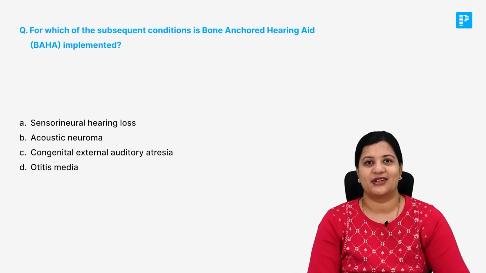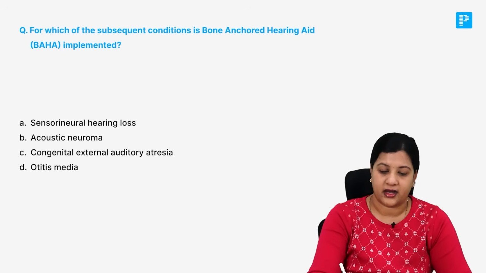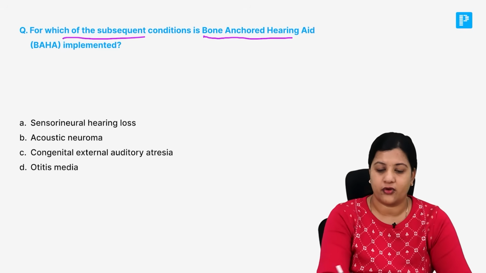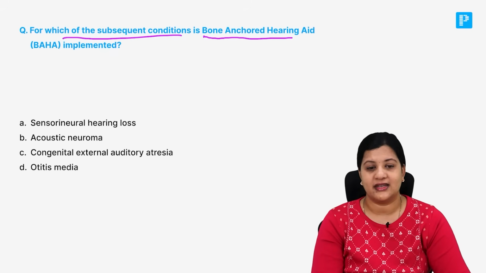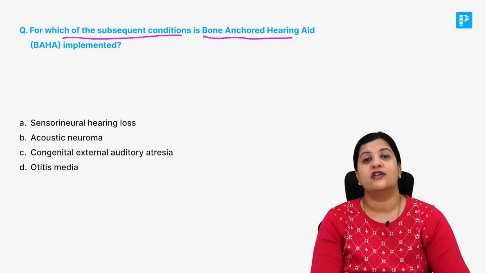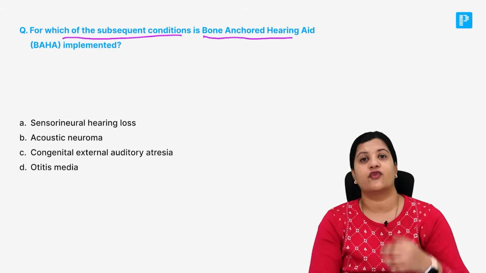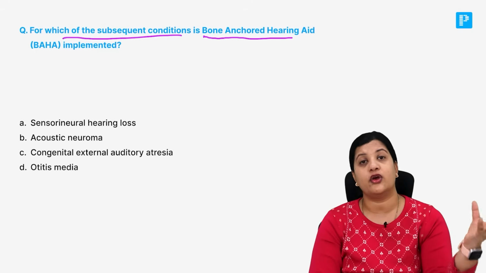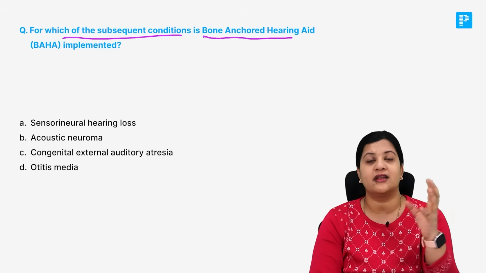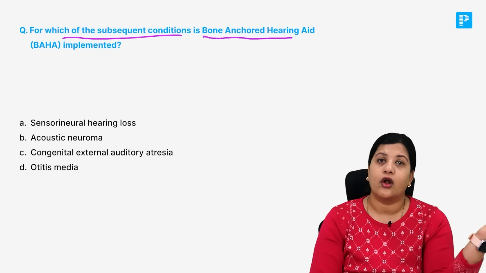So let's go to the third question, which is: for a patient who is going to require BAHA, which of the following conditions is alright? So what is the indication for use of BAHA in a patient is the question. So is it for SNHL, is it for acoustic neuroma, is it for congenital external auditory atresia, or is it for otitis media? So we clearly know that BAHA stands for bone anchored hearing aid, and bone anchored hearing aid is used when your conductive pathway, which means your external ear and middle ear, are not functional.